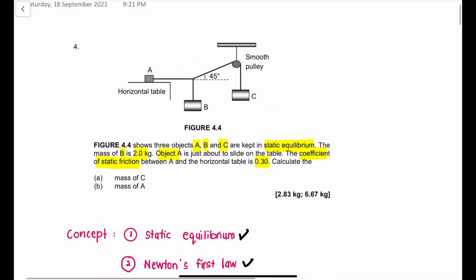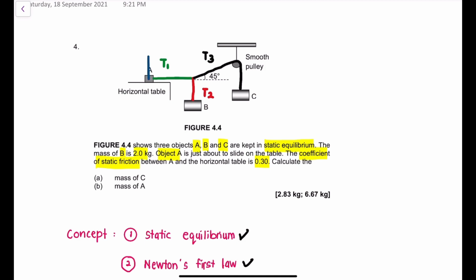Now, look at the diagram first. This is the first string, the green color. Okay. Then this is the second string, red color. And then this is the third string, the black color. So we can label as T3, T1 and T2. So look at the free body diagram on the object A.